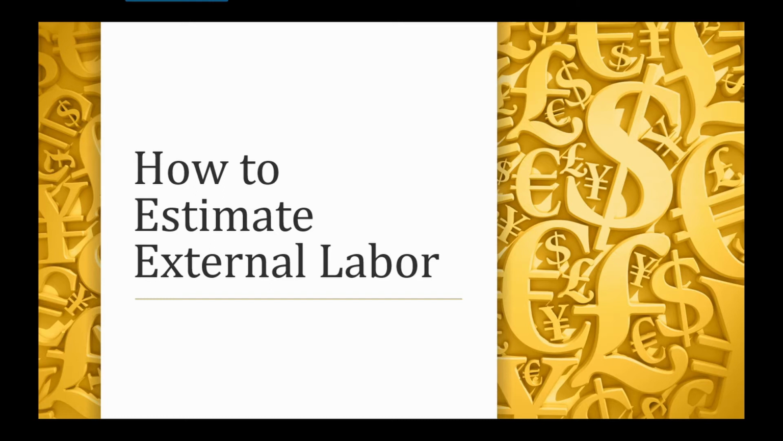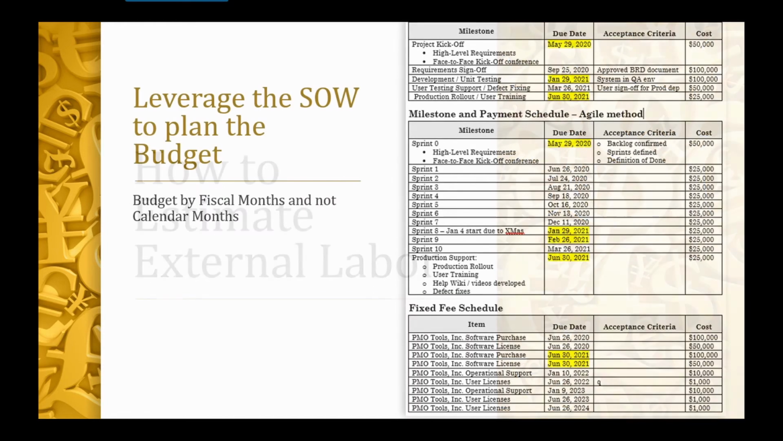With that, let's take a look at this SOW. Firstly, we have the milestone and payment schedule. And if we are leveraging the waterfall method, which is the top section of this sheet, the first milestone we're looking at is for the project kickoff. As you can see here, the project kickoff has a value of $50,000 and will be realized on the 29th of May. When you look at this, you'll automatically assume that you'll have to budget $50,000 in the month of May to cover for this expense, since the due date for this milestone is on May 29th.